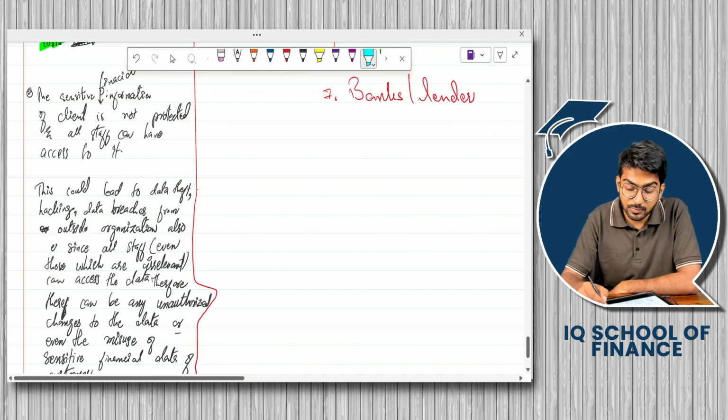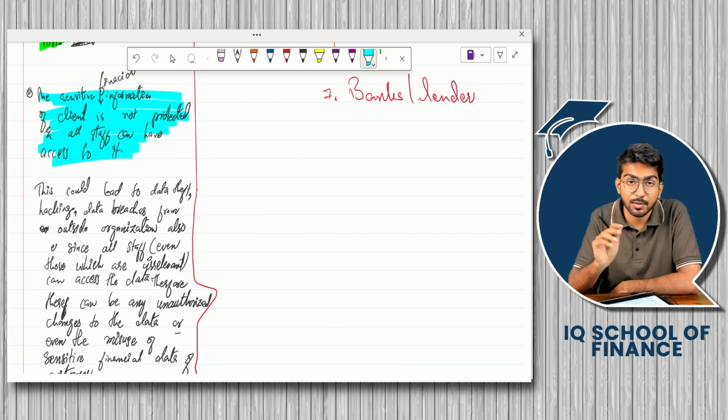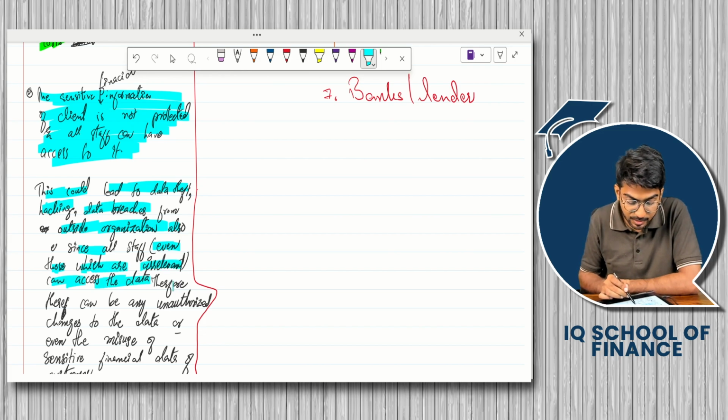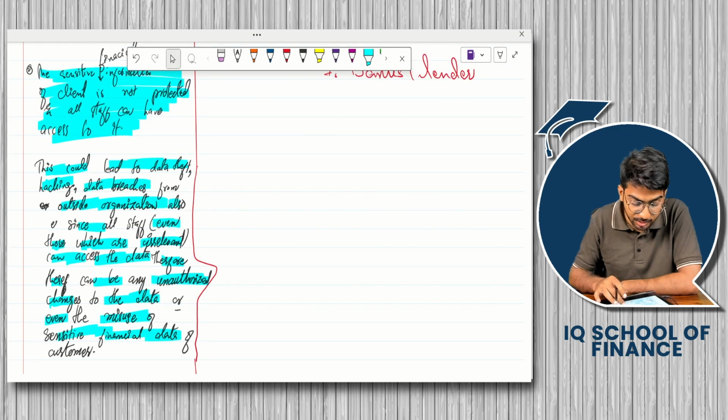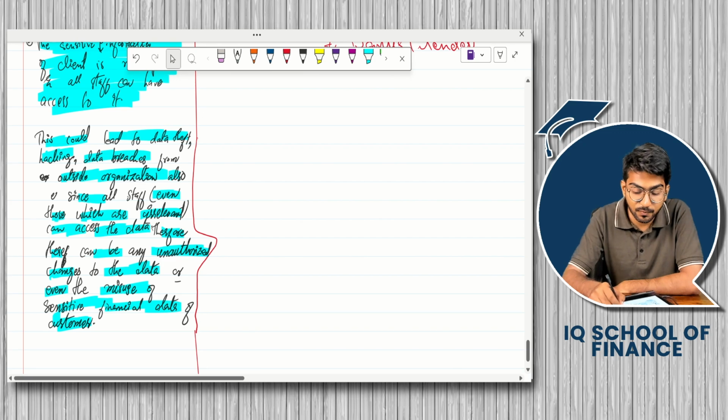Okay, so again, in very straightforward wording, I have mentioned here the first thing: we have copied the finding from the exhibit, and now we are telling the implication, that this could lead to data theft, hacking, and data breaches from outside organizations. Also, since all the staff, even those who are irrelevant, can access the data, there can be unauthorized changes to the data or even misuse of the sensitive financial data of the customer. Ultimately, if this happens, what will be the result?